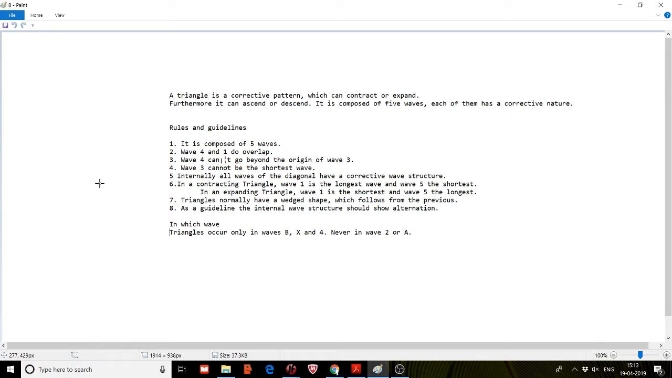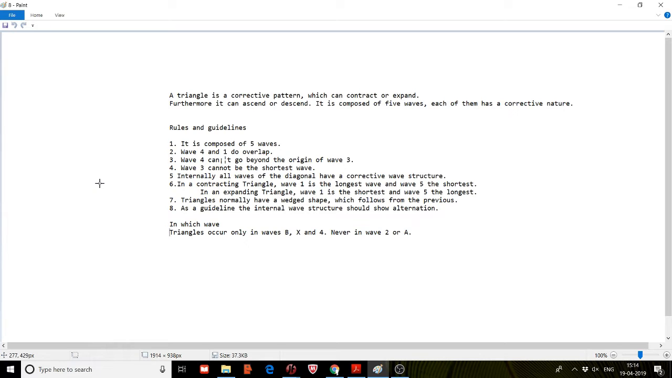Internally, you can notice the corrective wave structure in each wave. Generally, it is said that it can consist of a three wave pattern, which I will describe on the chart as well. In the contracting triangle, as you have seen on the diagram, wave 1 is the longest wave, and wave 5 will be the shortest wave. And in the expanding triangle, opposite to that, wave 1 will be the shortest one and wave 5 will be the longest one.